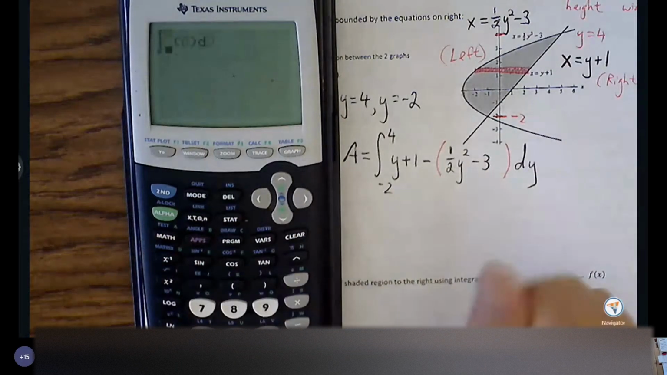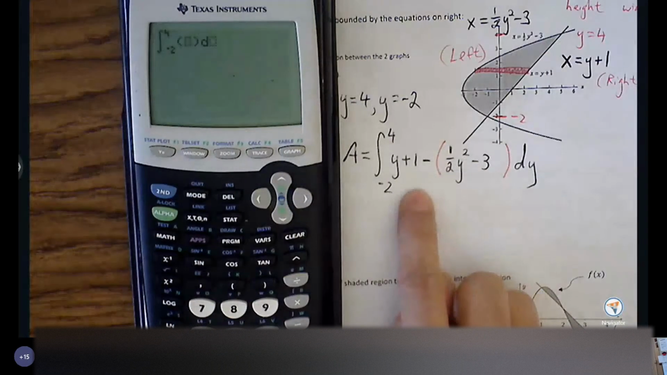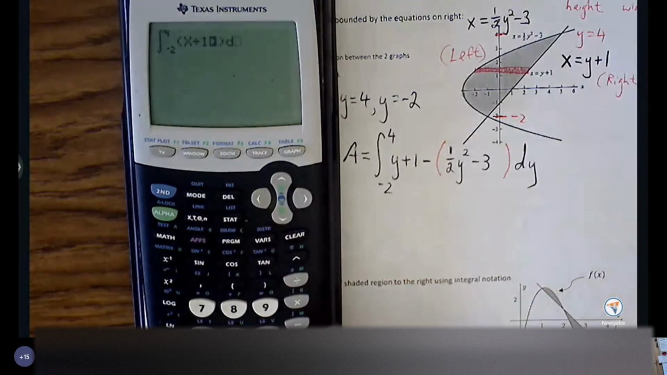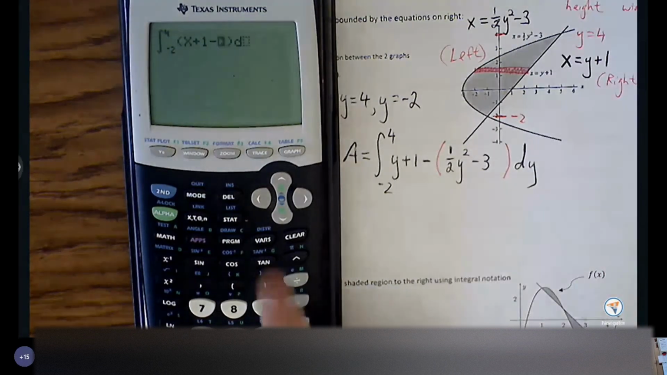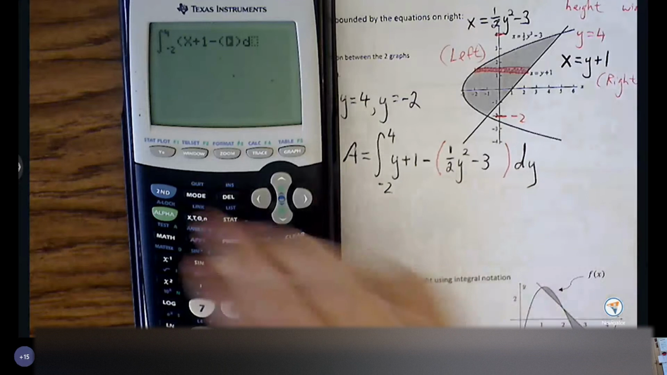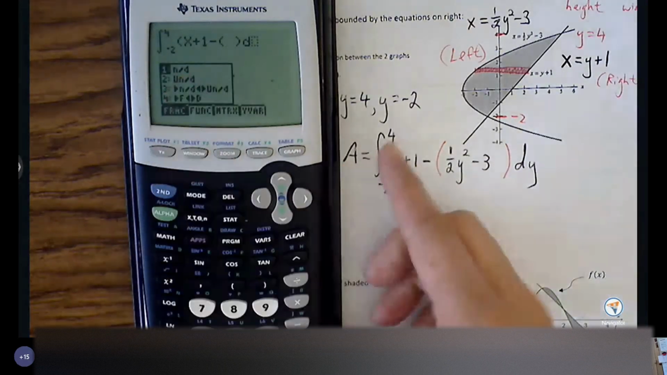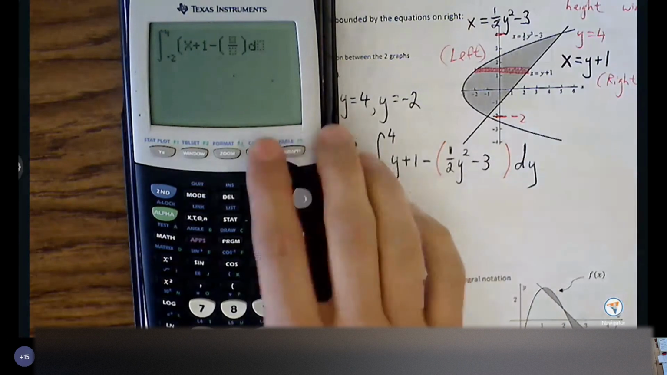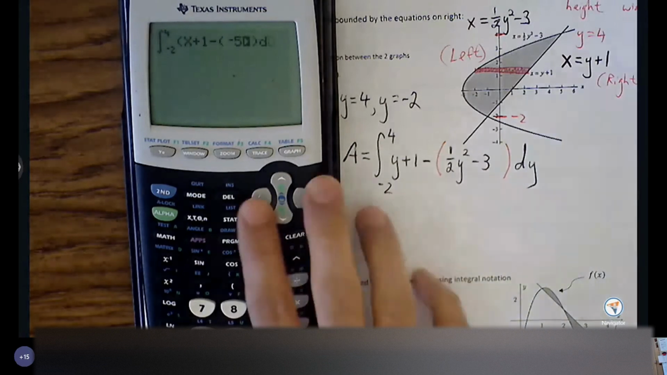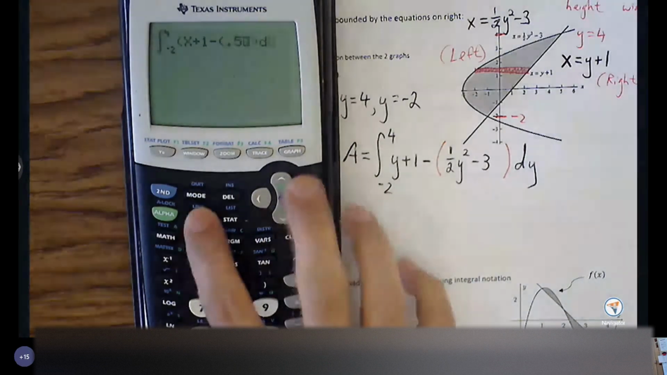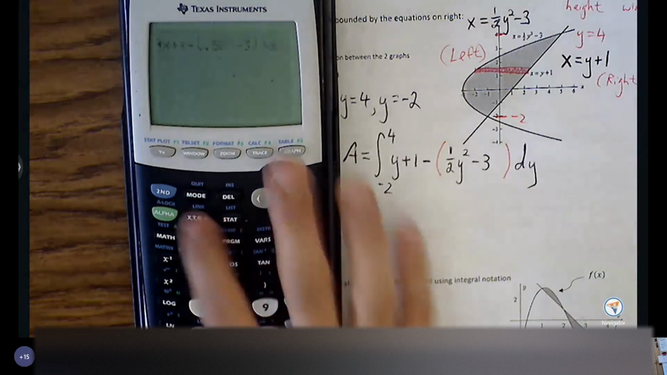So math 9, definite integral from -2 to 4, x plus 1 minus my left function. So parentheses. Now you can use math, the alpha y equals, which will take you to math print. You can do 1/2 there, but I'm just going to convert that 1/2 to a 0.5. Okay, dx.